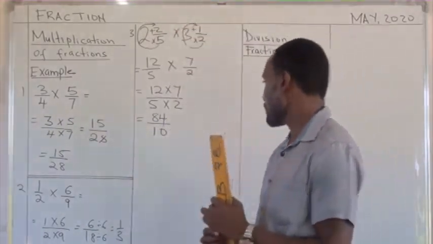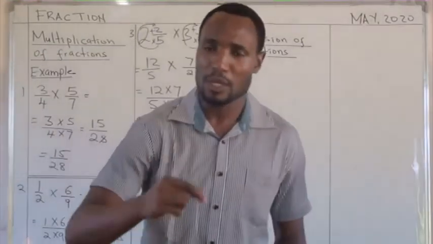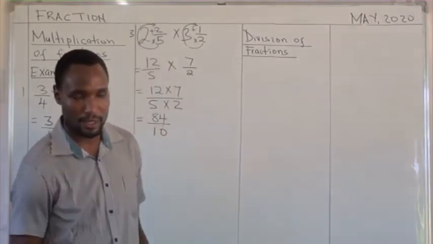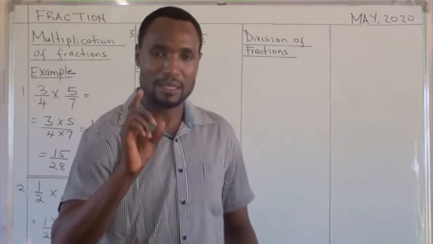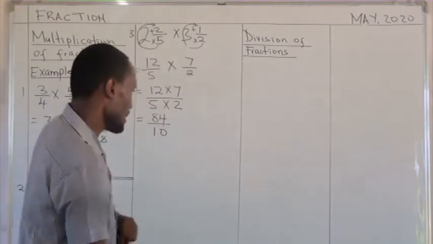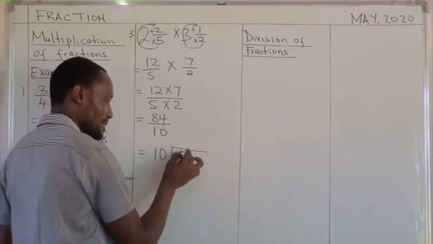So, what do we do when we get an improper fraction? We change it into a mixed fraction. How do we change it into a mixed fraction? I remember in grade 4 we talked about parts like quotient, dividend, divisor, and remainder. This is what you're going to apply. Let's see. You're going to take 10 into 84.